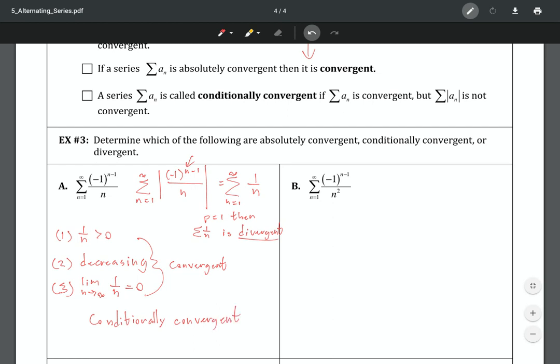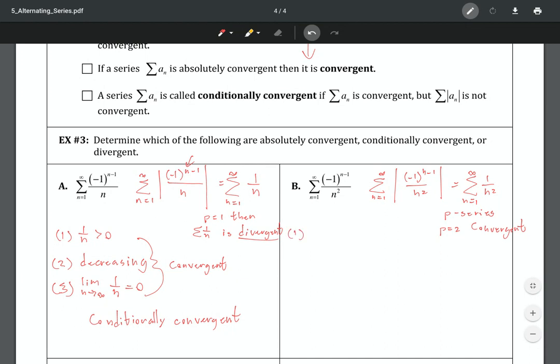Okay, so let's go on to B. Now on this one right here, same idea. If I take the absolute value of this, the long story of this one is that this is going to end up being the same as this, and it's a p-series where p is equal to 2, and since 2 is greater than 1, this is convergent. All right, so again, the absolute value of that is convergent.